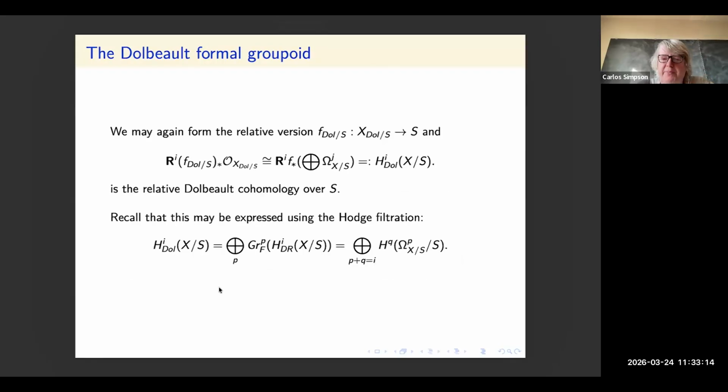And then you can again do the same thing and get a relative version. So we'll have X Dolbeault over S, and if we take the higher direct image functors of the structure sheaf on this relative Dolbeault stack, this is exactly going to be the relative Dolbeault cohomology over S. And as we recalled before, this can be expressed as the graded of the Hodge filtration. So it's the direct sum of H^q of Omega^p. That's just, so this last part is just classical Hodge theory. So we're just kind of doing classical Hodge theory, but giving a stacky kind of flavor to the situation.